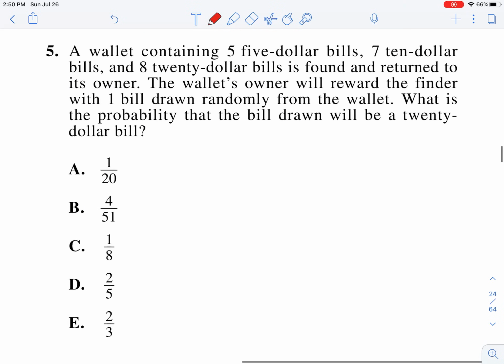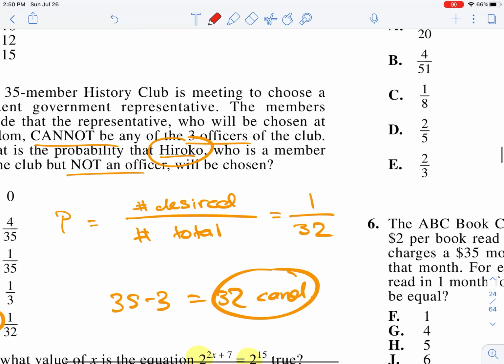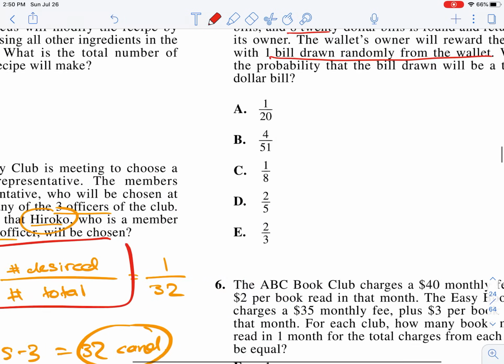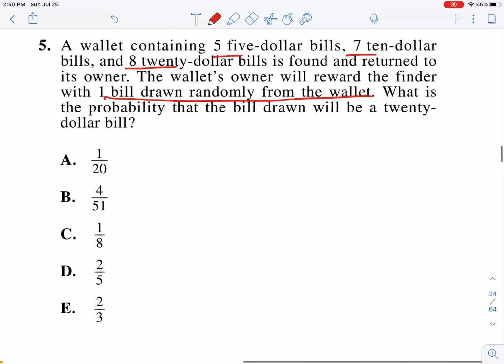A wallet containing 5 of these, 7 of these, and then 8 of the others is returned to its owner. The wallet's owner will reward the finder by drawing one bill randomly. What is the probability that the bill will be a $20 bill? Same exact thing that I drew out here. Probability is desired divided by total. How many desired outcomes are there? Desired is just the number of $20 bills.